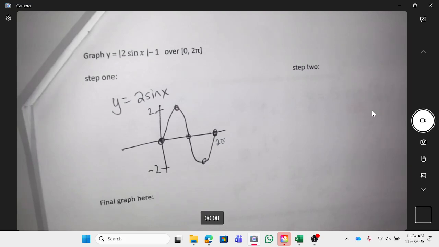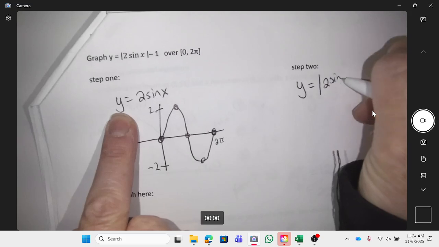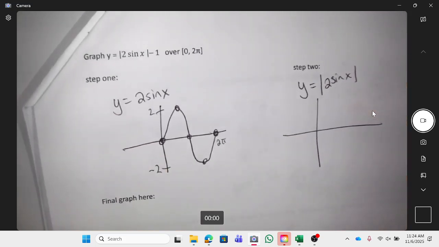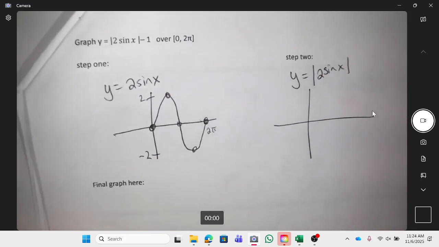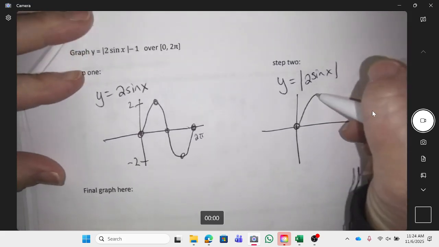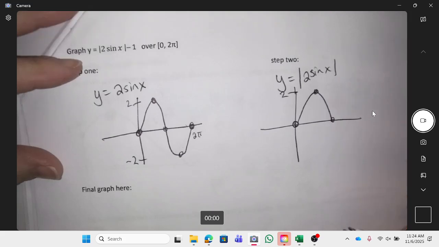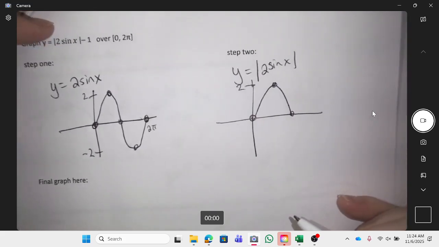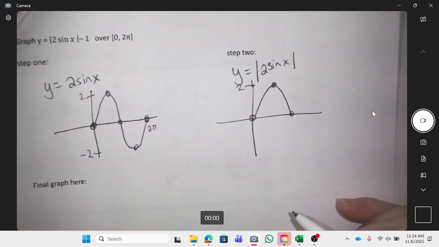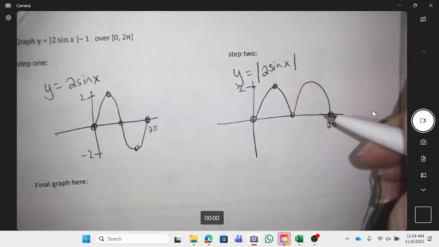Step 2. I'm going to take that graph and I'm going to absolute value it. So absolute value means keep what's at or above the axis. So this first mountain can stay. That mountain can stay, but we have a valley down here. It's below the axis, so instead of being below the axis, we need to make it positive.